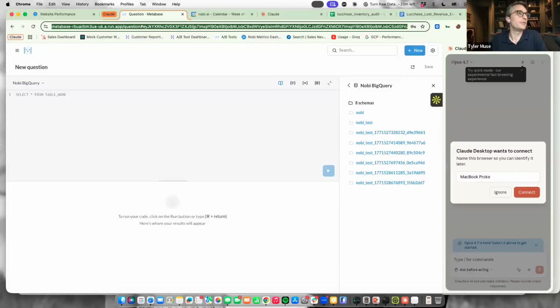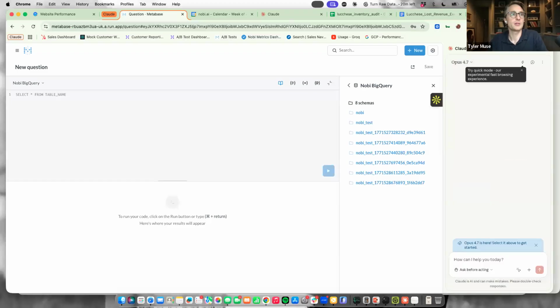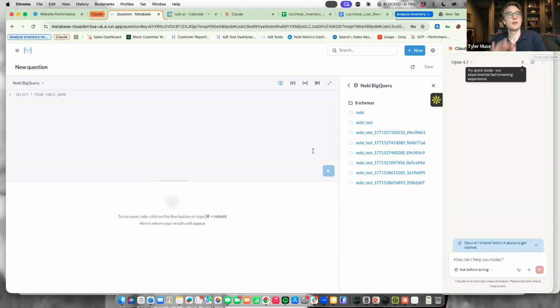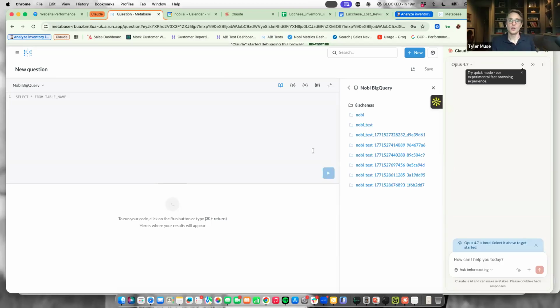So typically, if any of you have ever run into this issue, you see this thing come up when you open the Claude extension in Chrome. MacBook Pro, I say connect, I accept that. And so now my fingers are off the keyboard. It is opening up a tab in Chrome, and it will put this URL in that I gave it, and it'll go about writing SQL.